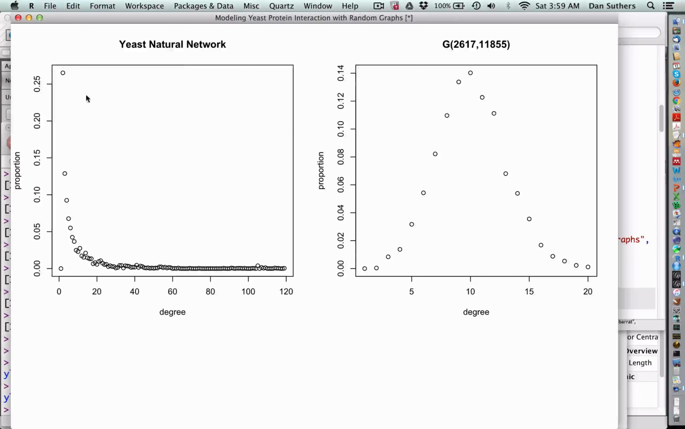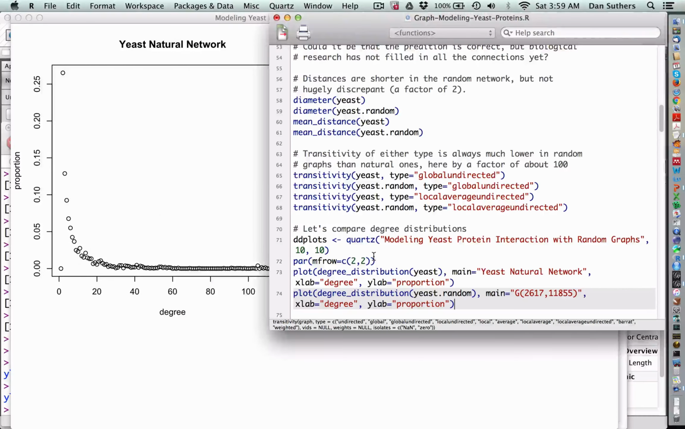and take a look. And you can see this is classic. Natural networks tend to have this power law distribution, and random graphs have this normal distribution, which doesn't match at all. So that's one of the things we're going to look at here.